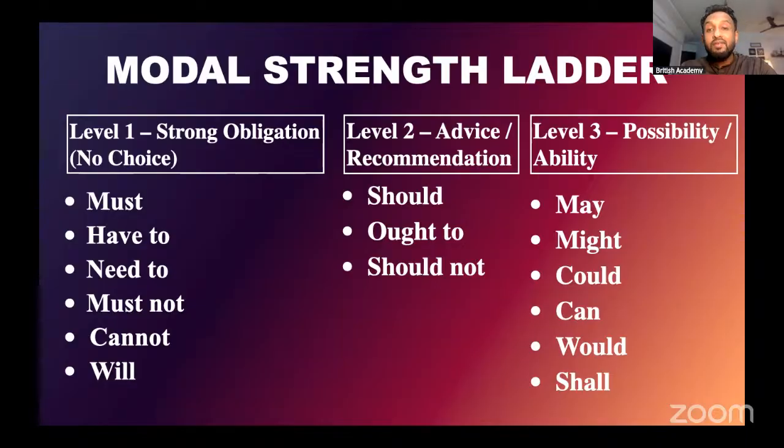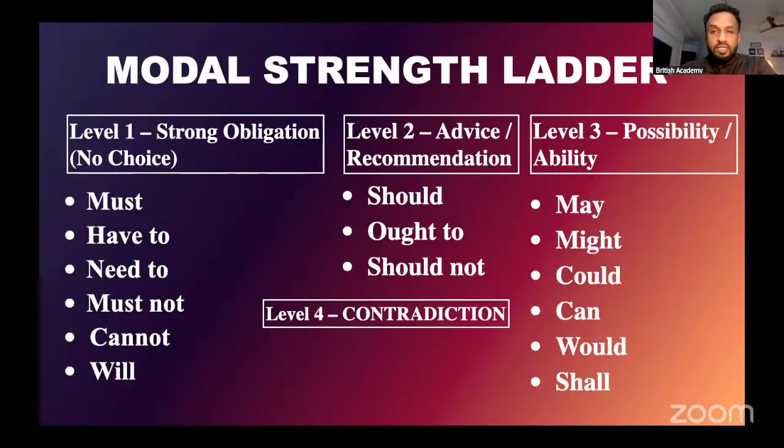Level two is all about advice, like you should do it. You ought to do this. You should not commence this. You should not do this. That comes when you're providing advice or a recommendation. Level three is possibilities: may, might, could, can, would, shall. It's all possibilities. I'm not sure. If your question has these possibility words, obviously your option is also going to be a possibility. You need to understand this clearly. Now let's go for some questions.